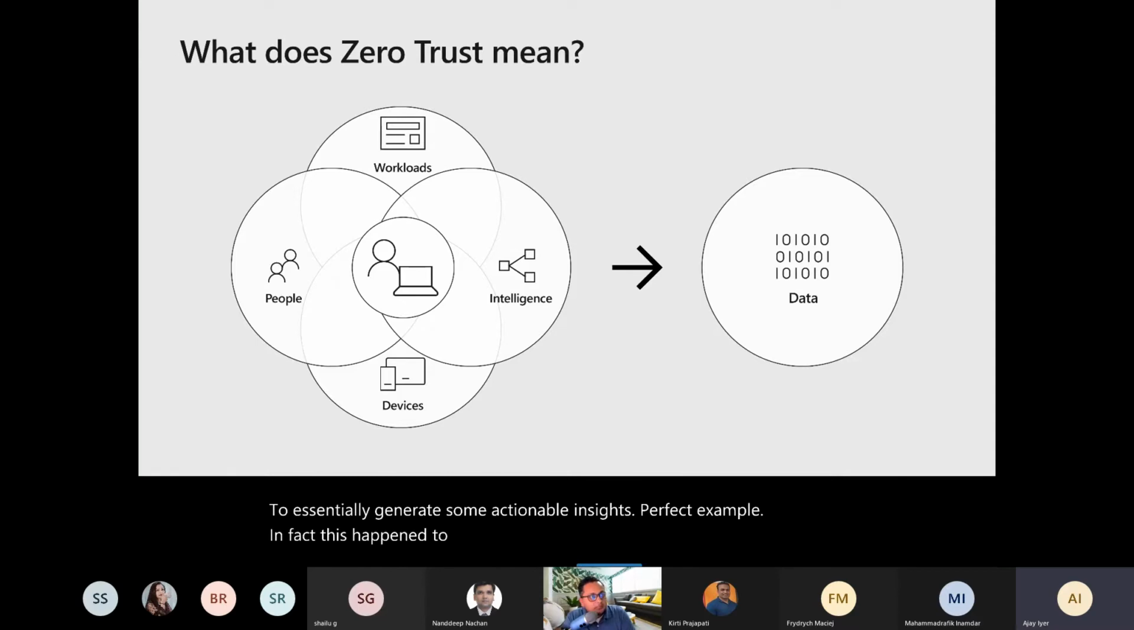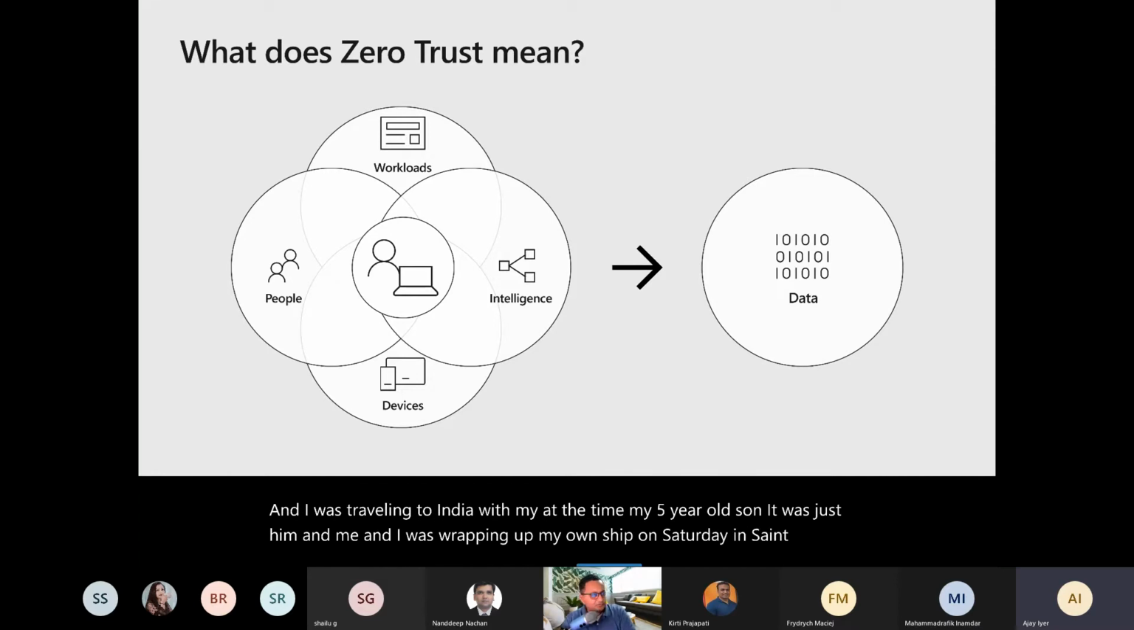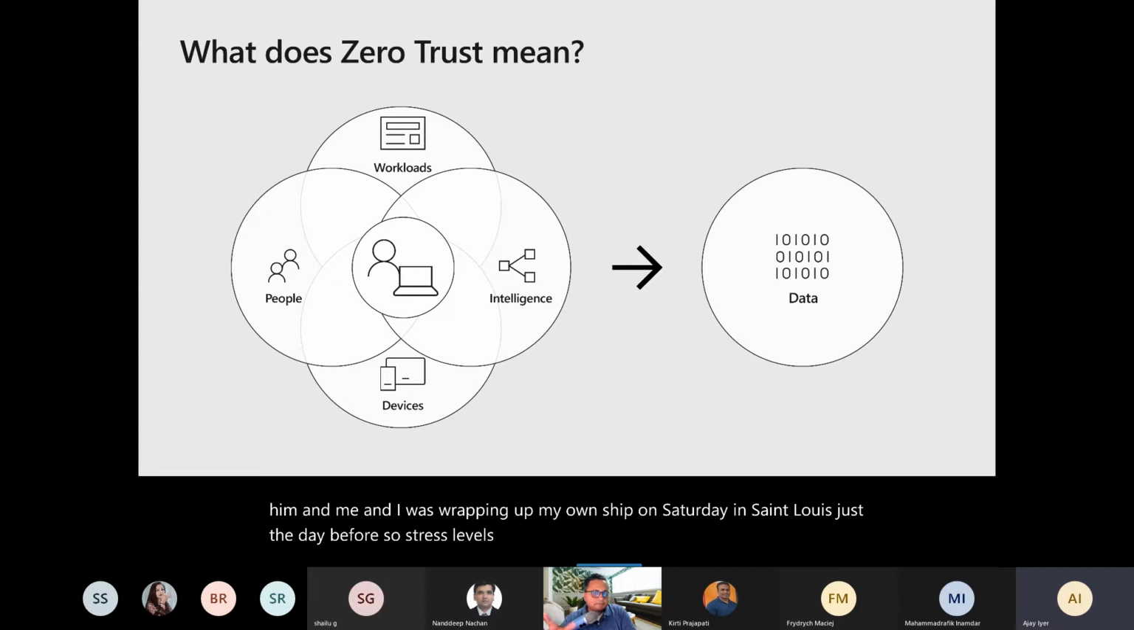Perfect example. In fact, this happened to me. About 2 years ago, I live in the US, in a place called St. Louis, which is about 5 hours from Chicago. And I was traveling to India with, at the time, my 5-year-old son. It was just him and me. And I was wrapping up my own SharePoint Saturday in St. Louis just the day before. So stress levels were very high. The next morning I was catching a flight to India, heading to Bombay, actually.